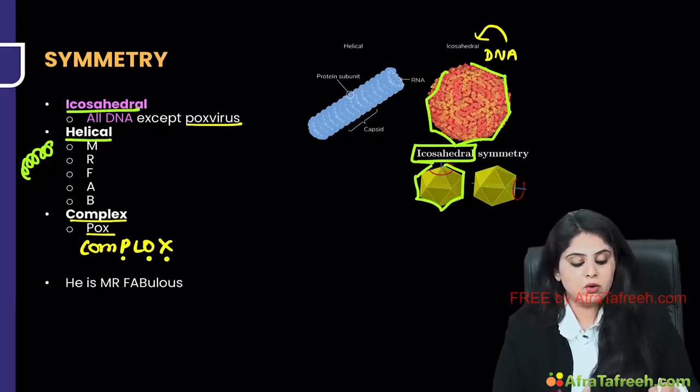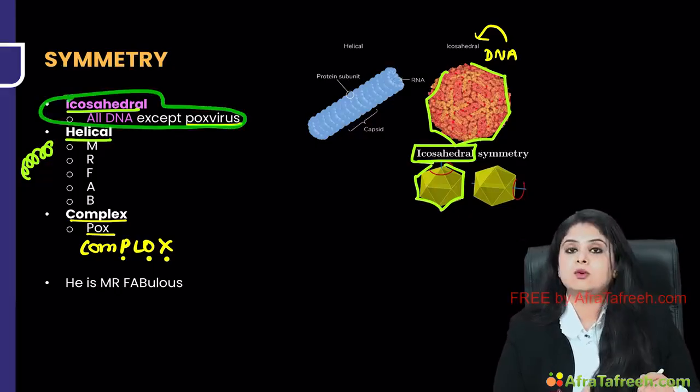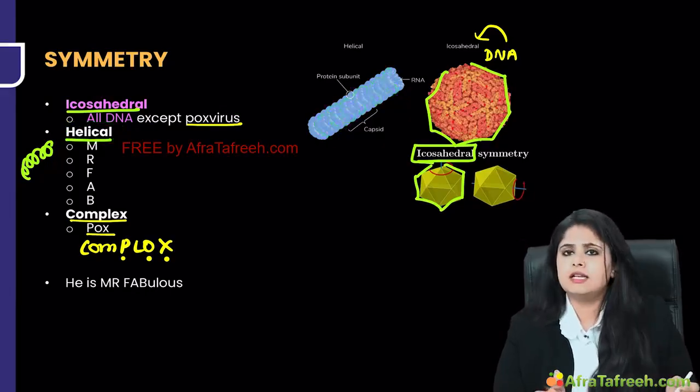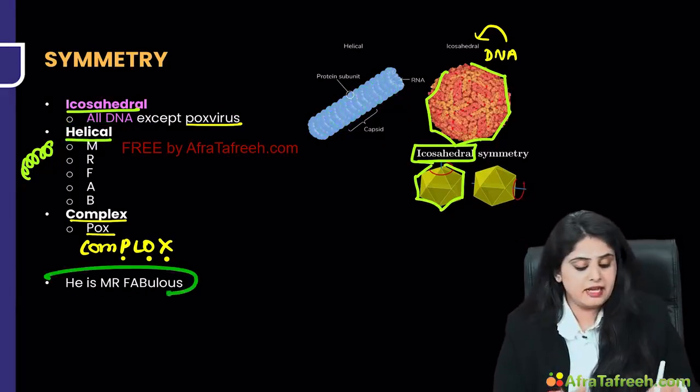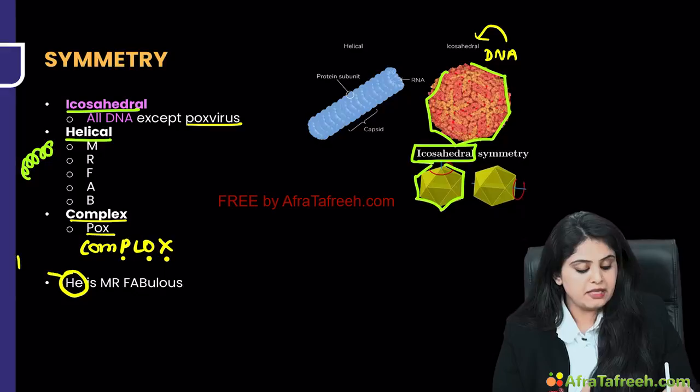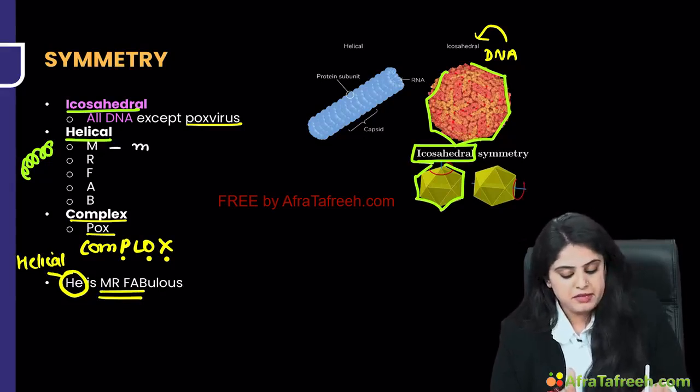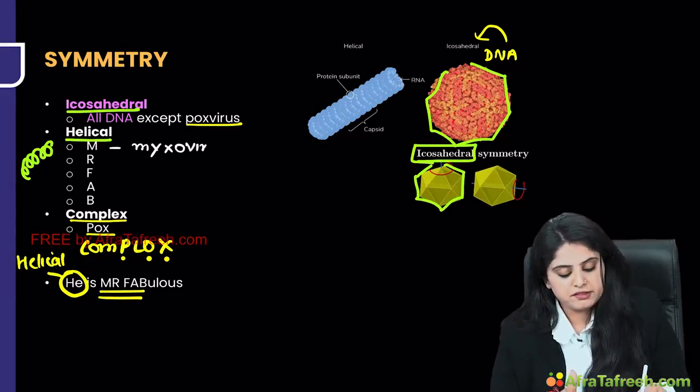Other than that, all the viruses are going to be icosahedral symmetry. Coming to the next one, the helical one. Similarly, all the RNA viruses are going to be helical, and I have learned he is Mr. Fabulous. He will remind me that I'm talking about helical symmetry, and Mr. Fab is the mnemonic. So let's complete this Mr. Fab. We are going to have myxovirus.